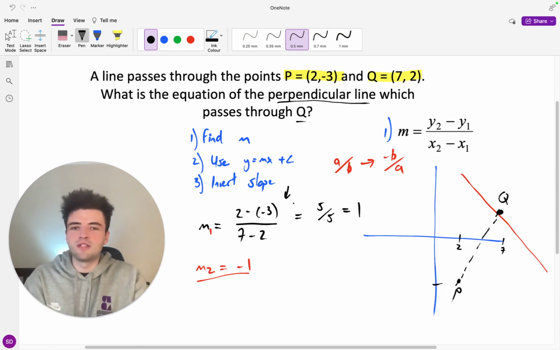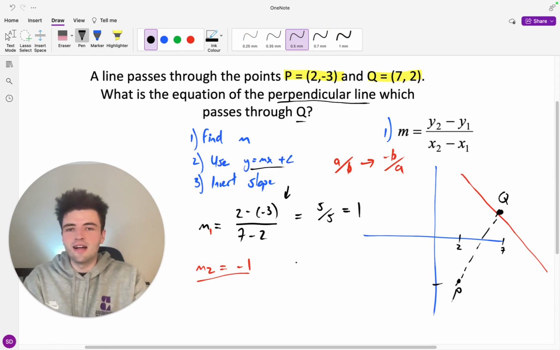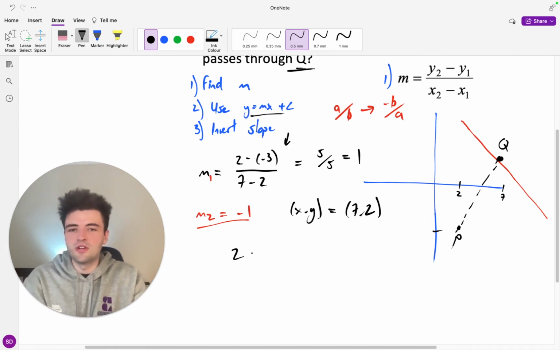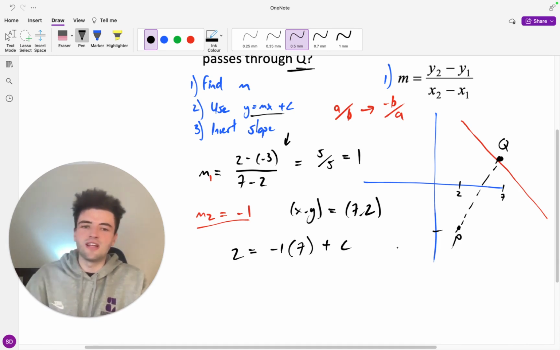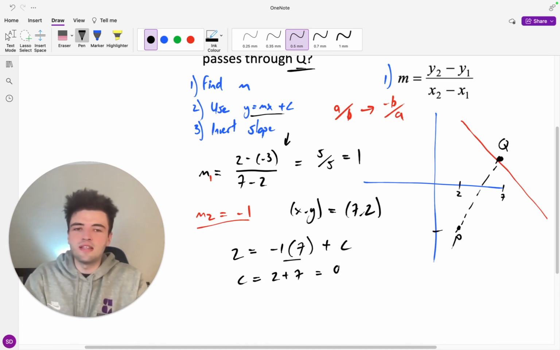And the last step here is going to be to use this formula y is equal to mx plus c to find the actual equation. And so our point (x, y) is going to be Q because we know that it passes through Q, and so (x, y) is going to be the point (7, 2). So now we just need to turn this into an equation. So y, which we know is 2 here, is going to be equal to mx, or minus 1 times x, which is 7, plus c. And so that's the reason we're setting this equation up in the first place, is to find the value of c. And so we can just get c on its own by adding this 7 across. And that is going to give us c is equal to 9.